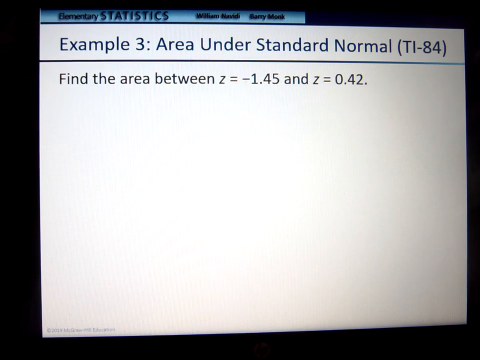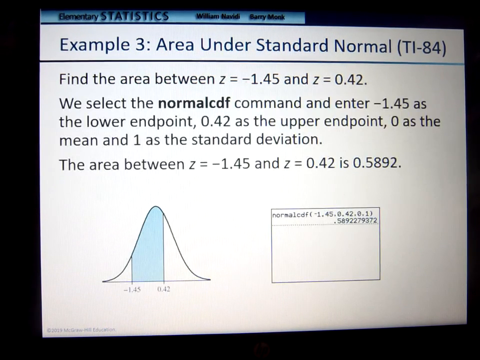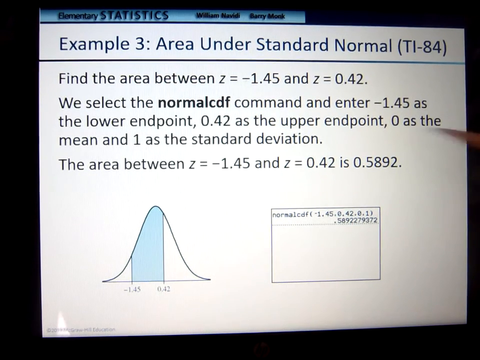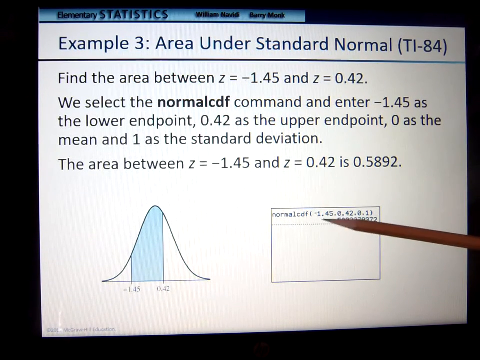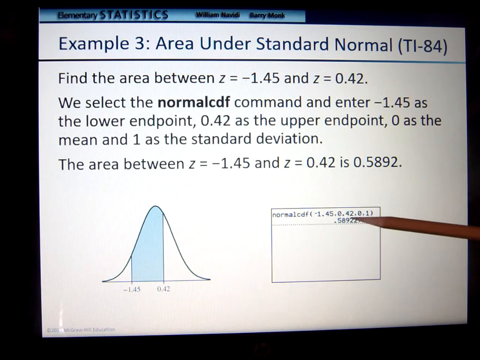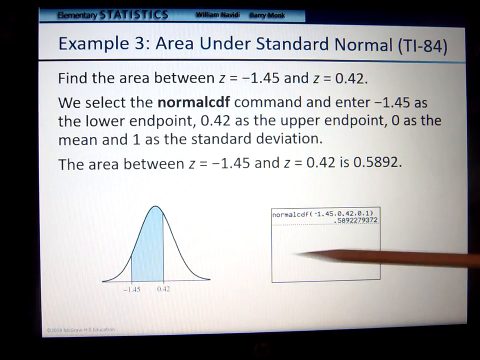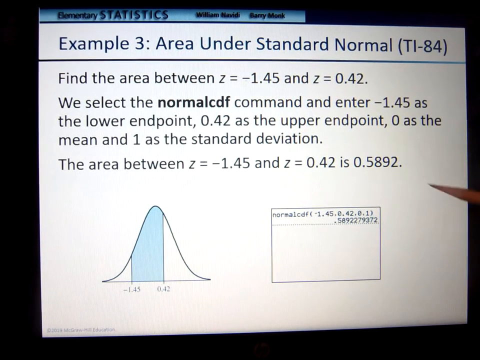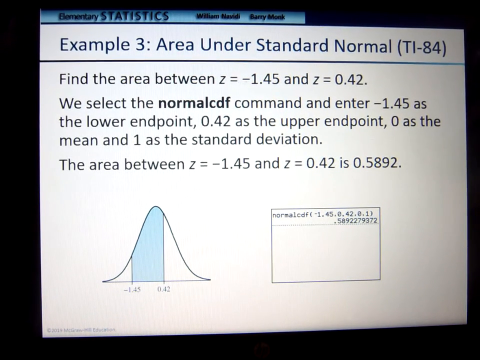And between 2, well, now we're going to use our lower as -1.45, our upper bound 0.42, our mean and our standard deviation, and then we get our 0.58922799372. So doing the one that has a lower and upper bound with your calculator seems a lot less complicated.